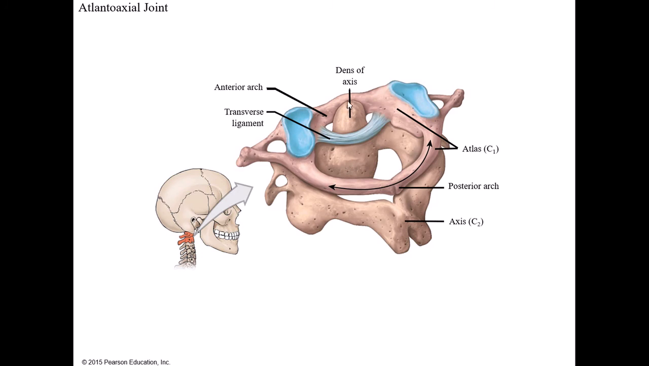And if you notice, the ring of the atlas goes right up against that dens, and now this ring of the atlas can actually rotate around the dens, and that allows us to rotate our head to the left and to the right.